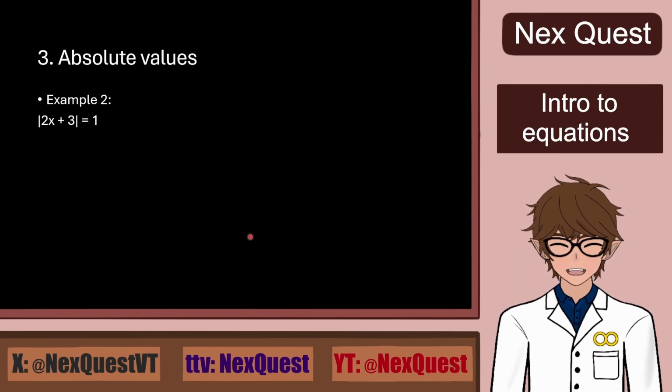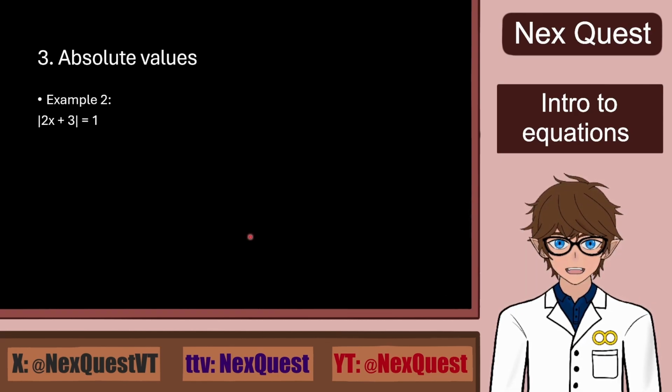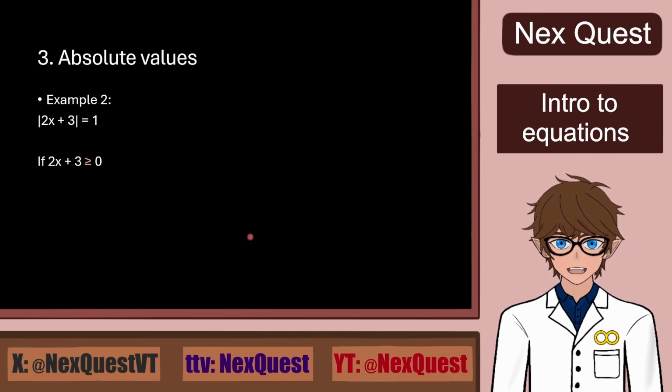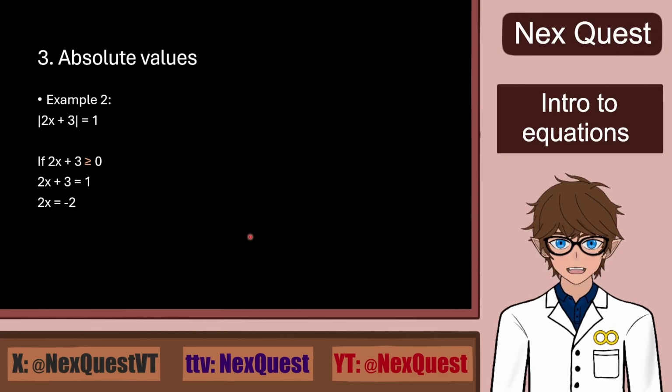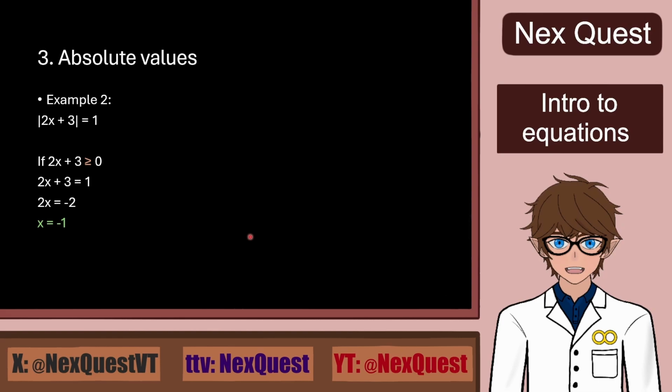Next up is absolute value of the sum of 2x and 3, which has to be equal to 1. Again, we will make the same assumption that the absolute value, what is inside it, is greater than or equal to 0. We copy the equation without the absolute value, take 3 to the right by subtracting 3 on both sides. We get 2x equals minus 2. We divide by 2 and we get x is minus 1.